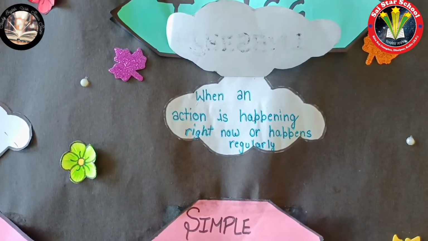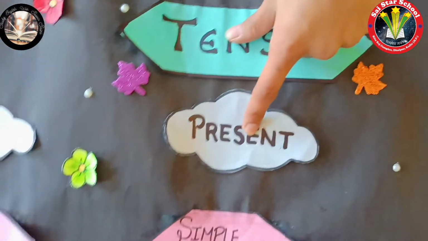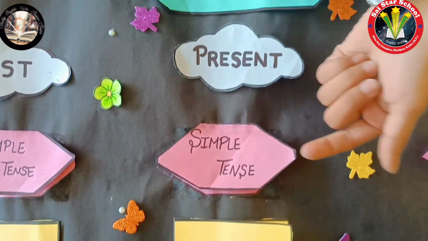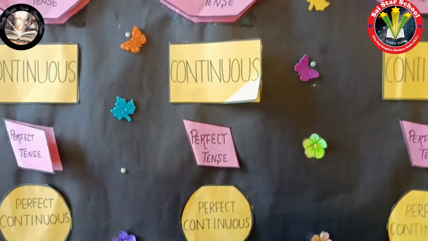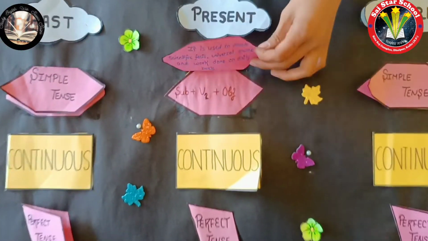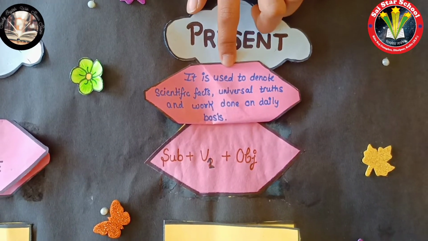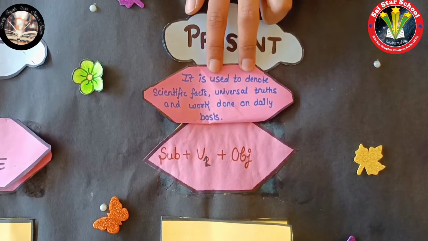When an action is happening right now or happening regularly, it is the present tense. There are four main types of present tense: simple tense, continuous tense, perfect tense, and perfect continuous tense. So let's understand what is the simple tense. It is used to denote scientific facts, universal truths, or the work done on a daily basis.